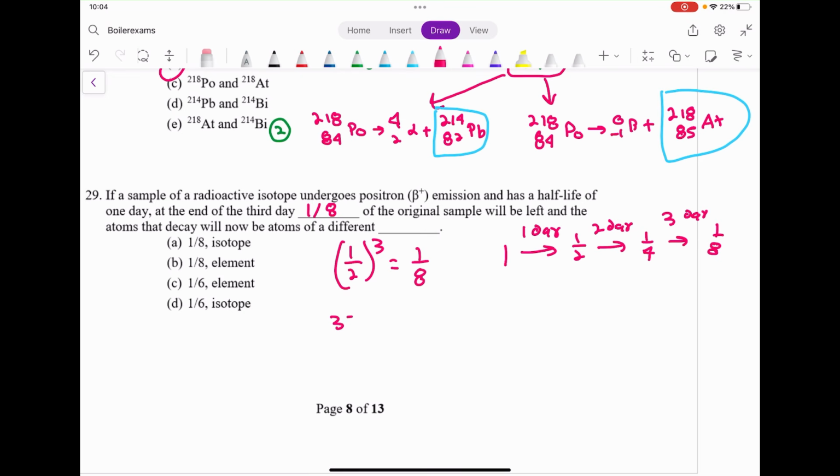Common element chlorine-35. If it undergoes positron emission, that will look like this. And if we balance this, this will be 16, 35, and the 16th element is sulfur. So if we look at this now, chlorine is not the same element as sulfur. They have different protons. So the element does change. They are of different elements. So that's answer B, 29B.